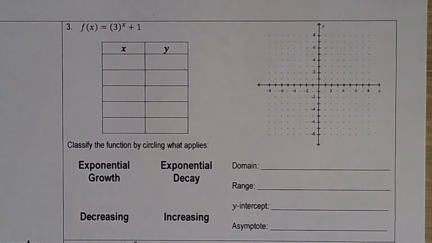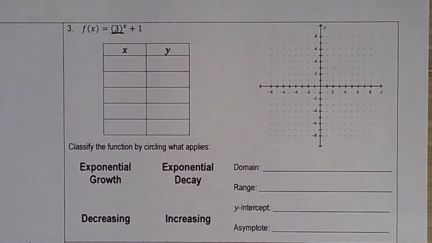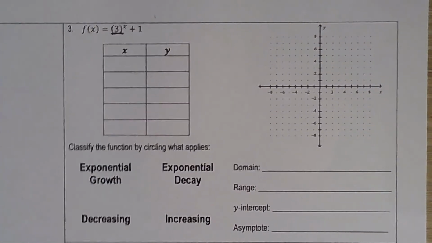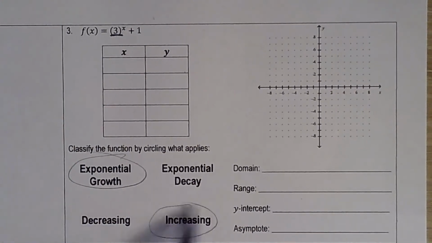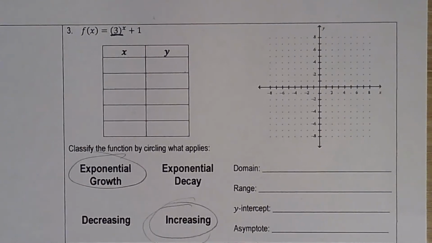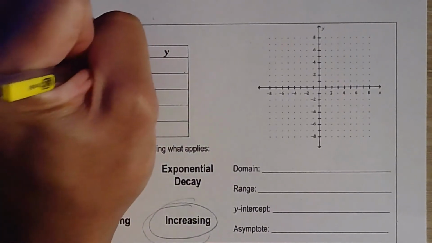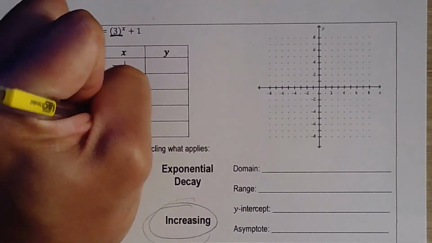All right, question number 3. This is our b. So we know our b is greater than 1, so it's going to be exponential growth. And it's going to be increasing, right? As we go from left to right, it's going to be increasing. Okay, so let's stick with our same x values, -1, 0, 1, 2, and 3.